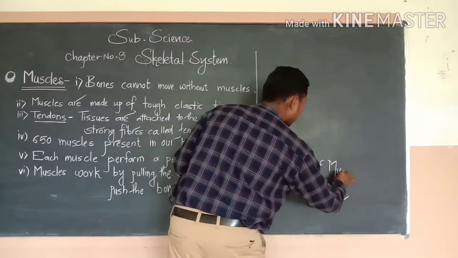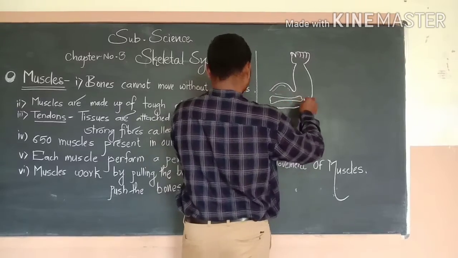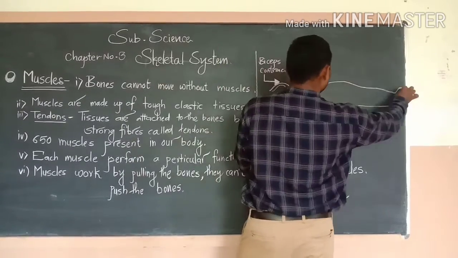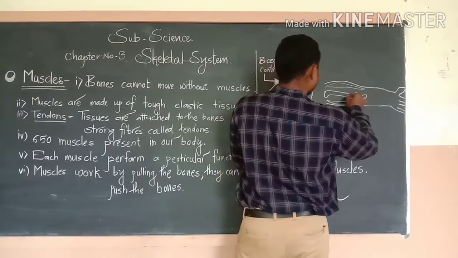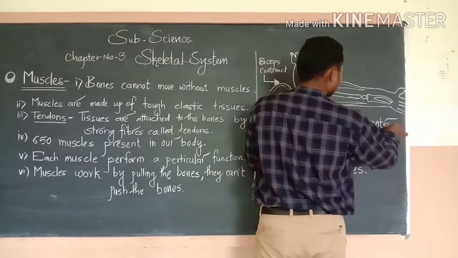I would like to draw a picture of movement of muscles. Everybody observe this diagram carefully. Biceps and triceps work in pair by repeatedly contraction and expansion.